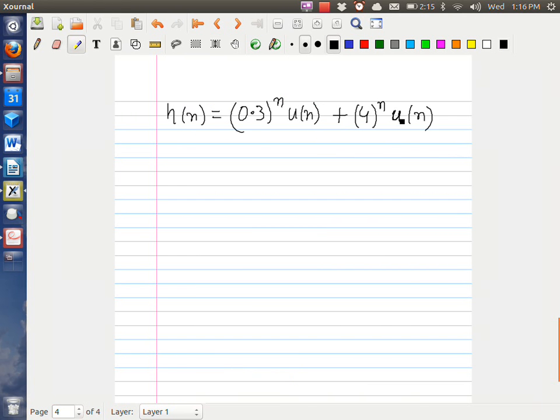So before we do anything, which one of them is stable and which one of them is unstable? Stable, the first. Yeah, so this guy is stable, right? Is everybody clear with that? Do they understand why this is stable and why this is unstable? This is going to be like a decaying sequence, and this is going to be an increasing sequence.